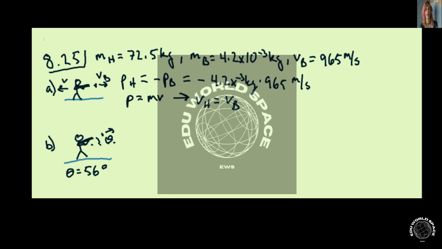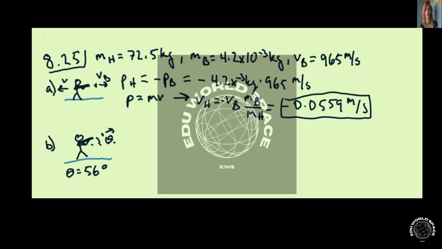So solving for the hunter's velocity, we have negative the bullet's momentum times the ratio of their masses. And then this works out to be 0.559 meters per second. So if he is using the recoil from his gun to get around the lake, he's not getting anywhere very fast. But I digress.